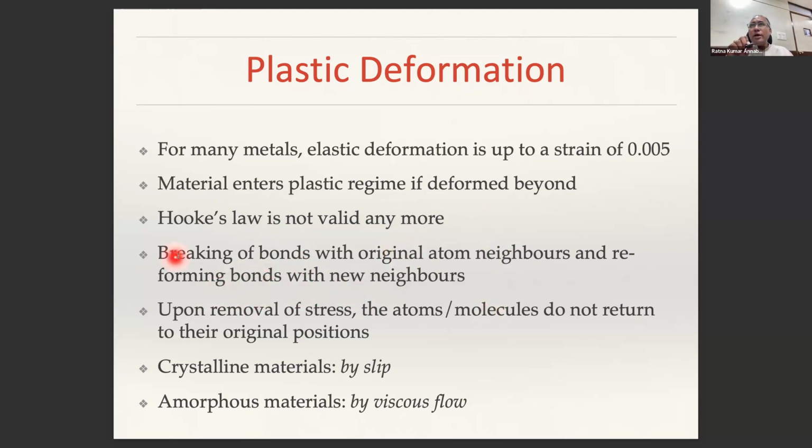And once a new bond is established with a neighbor, if you remove the stress, the material will not break the new bond and form a bond with the original neighbor. It will remain there. That means the material is not anymore the same material which it began as. So during plastic deformation, the material keeps changing because it is changing its neighbors. So they do not return, upon removal of the stress, to their original positions.